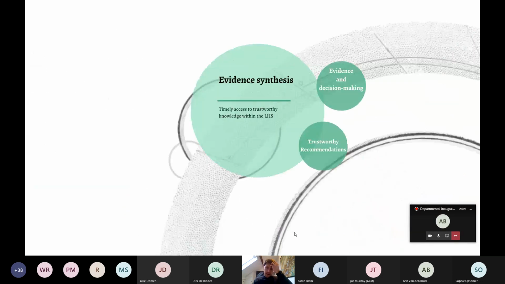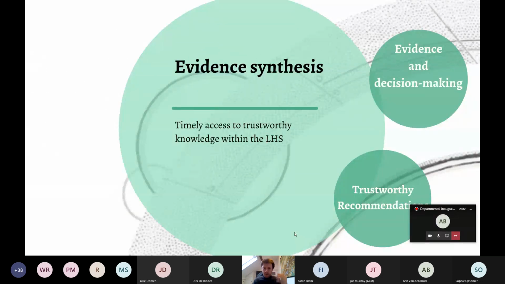But let's take a first look at evidence synthesis. And evidence synthesis, one of the main key features of this learning health system, is we need timely access to trustworthy knowledge within a learning health system. And very important there is how does evidence influence decision making, and how can we develop trustworthy recommendations, and what are the challenges in those trustworthy recommendations that are international but also national.